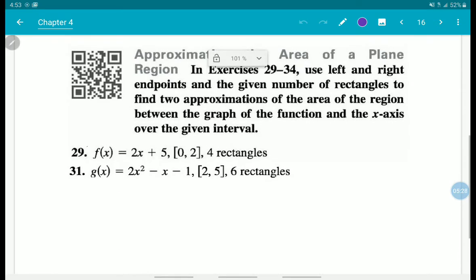Let's look at number 29. So we have the function 2x plus 5, and we're going from 0 to 2, and we want to look at 4 rectangles here. So we're going to look at left and right endpoints. So I'm going to call these left and right sums instead of upper and lower.